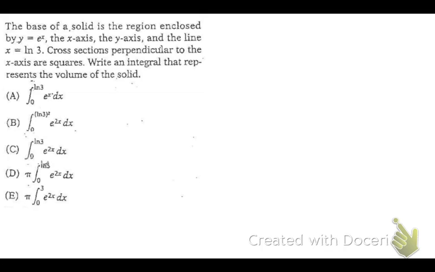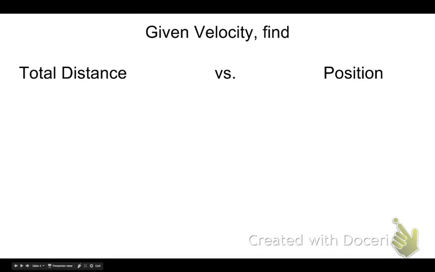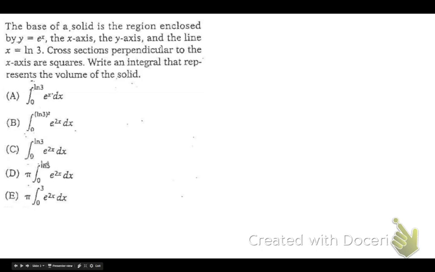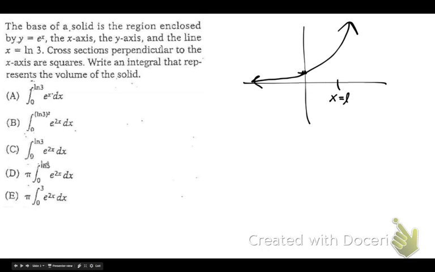For this next part, it says the base of a solid is the region enclosed by y equals e to the x. So let's start sketching this. Oops, my bad. Y equals e to the x looks like this. The x-axis and the y-axis and the line x equals ln of 3. All right, x equals ln of 3 is probably somewhere right here. And we're going to draw a vertical line right there.